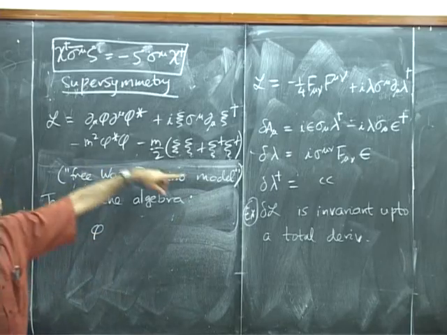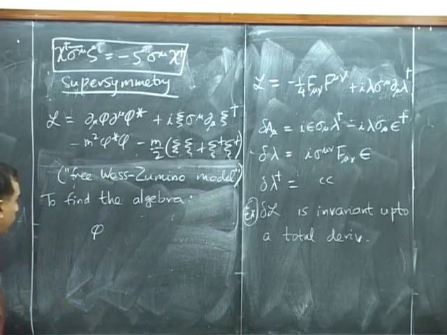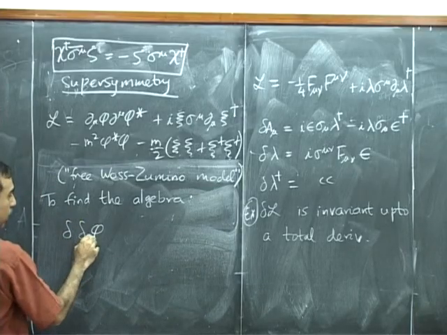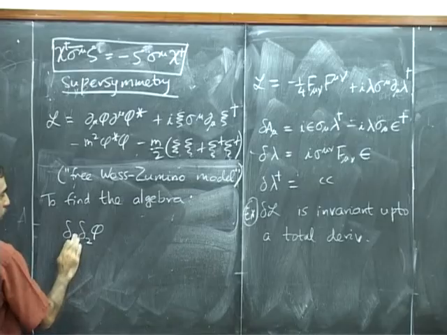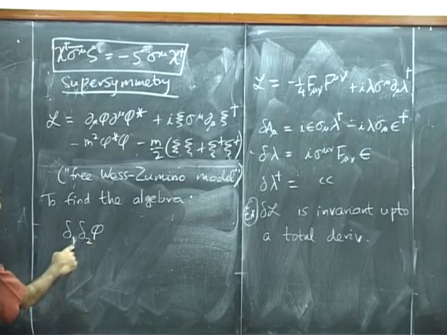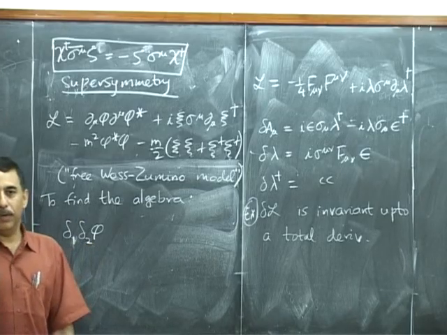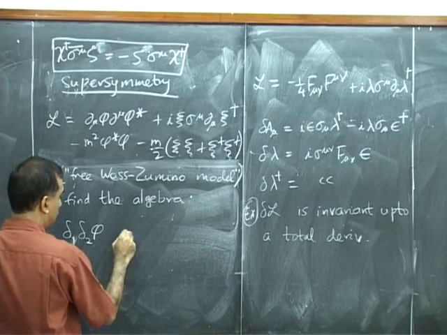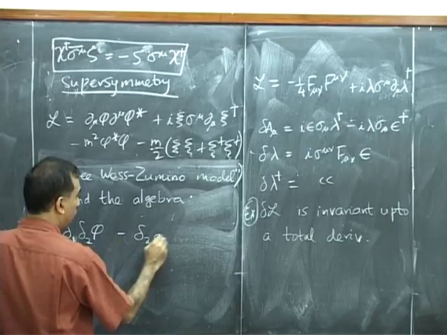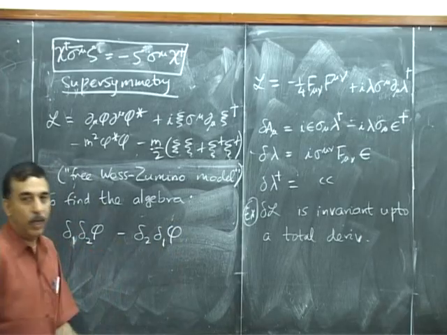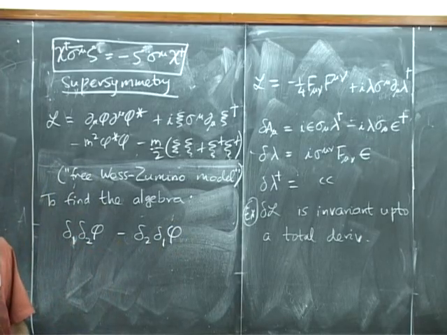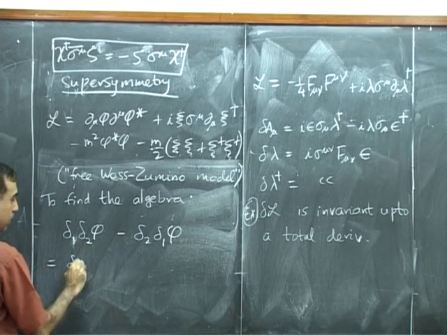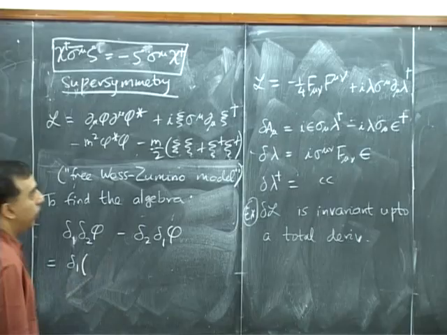You can repeat the same thing on all the other fields. Okay? And let's vary it once with parameter epsilon 2 and then with parameter epsilon 1. And then let's subtract from it what you get by doing things in the opposite order. Okay? So this is delta 1 of delta 2 phi.